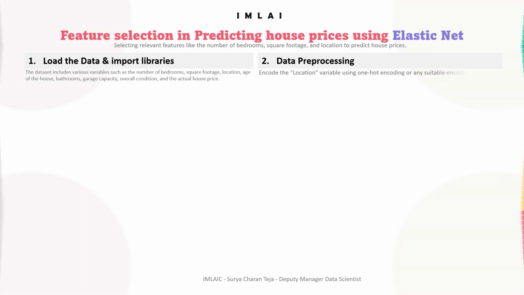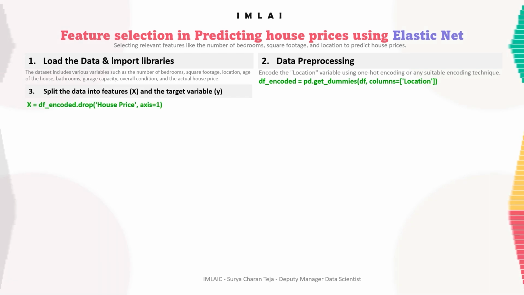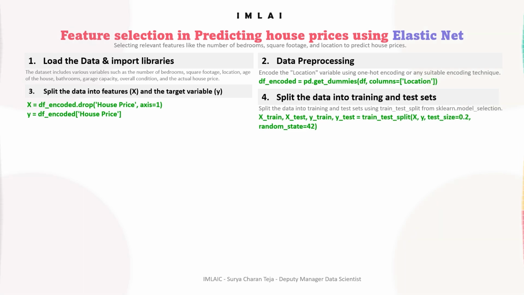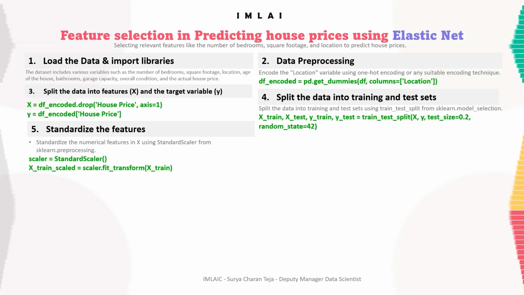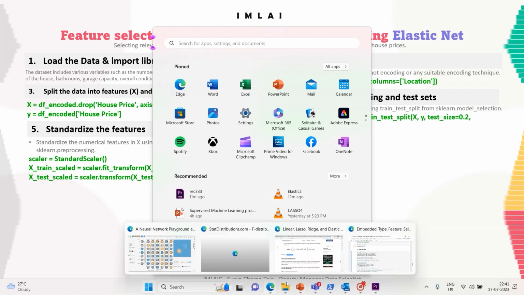Then data pre-processing. Here we will encode the location variable using one hot encoding or any suitable encoding technique. For that we'll be using the get_dummies method. Then split the data into features, capital X, and the target variable, small y. Then split the data into training and test sets. Basically, we will take a test size of 20% and a random state of 42. And then standardize the features. As usual, we'll use a StandardScaler. We'll instantiate the StandardScaler class object and fit the data into that. We'll get X_train_scaled and X_test_scaled both for us.